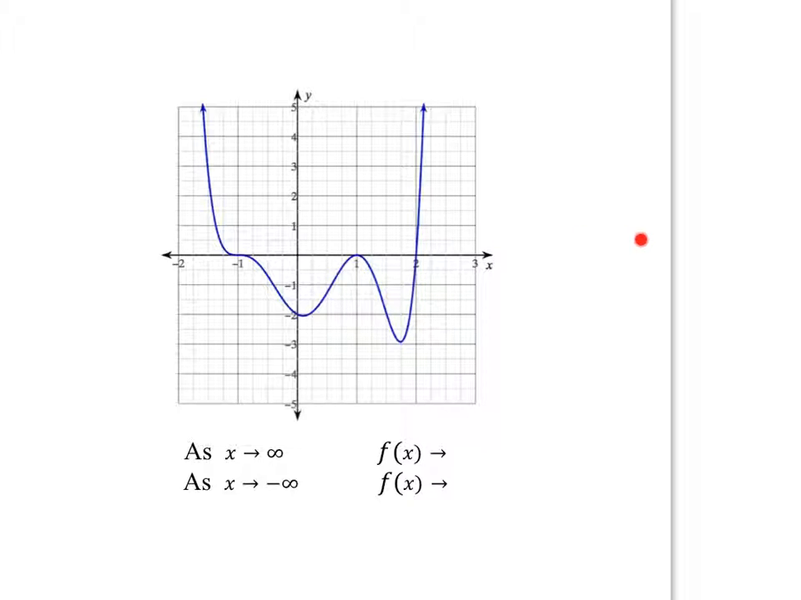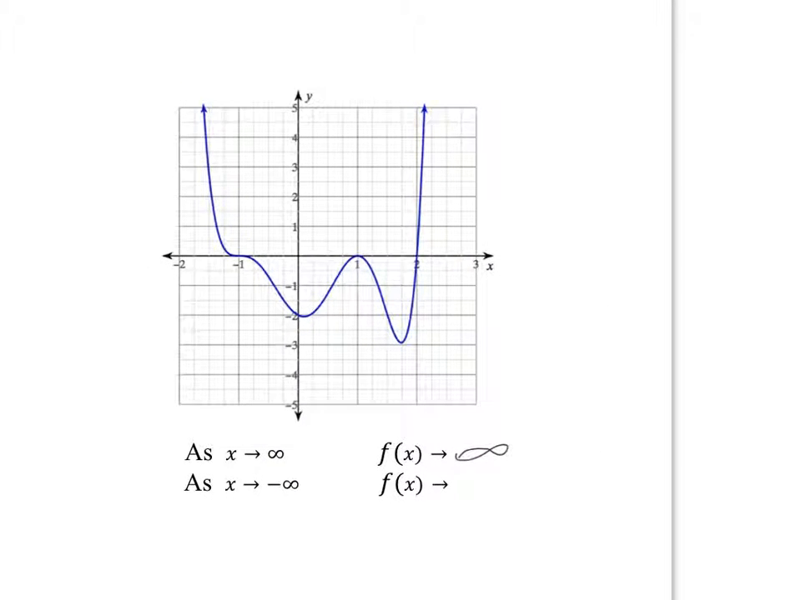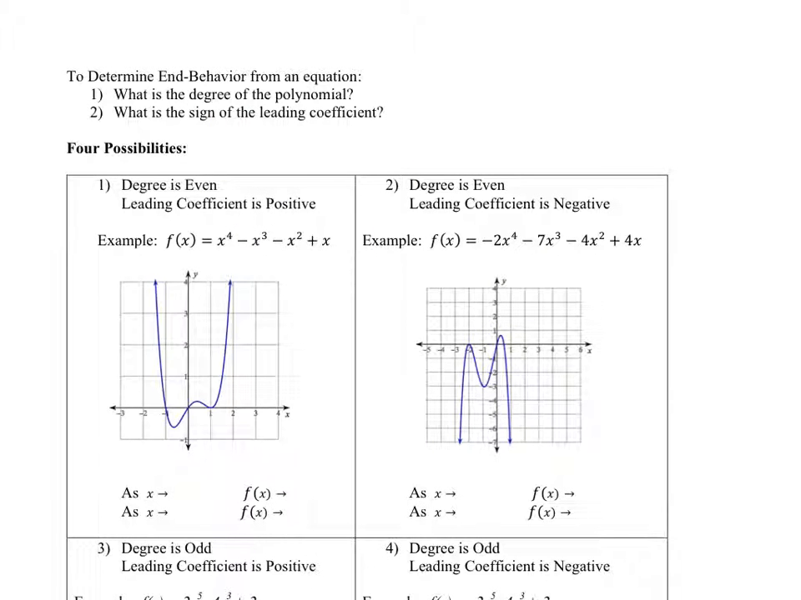As x is going to infinity, is the graph going up or down? So as x goes to infinity, is the graph increasing or is it decreasing? Well, it's going up, so it's increasing. That's it. So as x goes this way, towards negative infinity, is the graph going up or down? Well, the graph is going up, so the graph is going towards infinity.